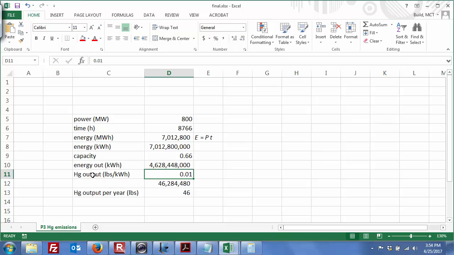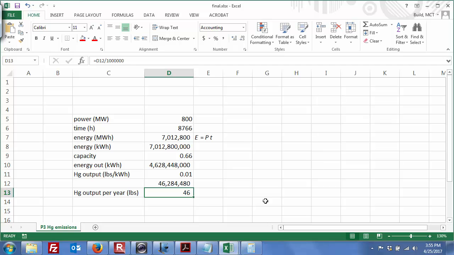Now, this is the mercury output, pounds per kilowatt hour, 0.01. So we just multiplied the kilowatt hours output times the 1/100th of a pound. Okay. And then how did you get to the 46? I just divided it by a mil. Good.